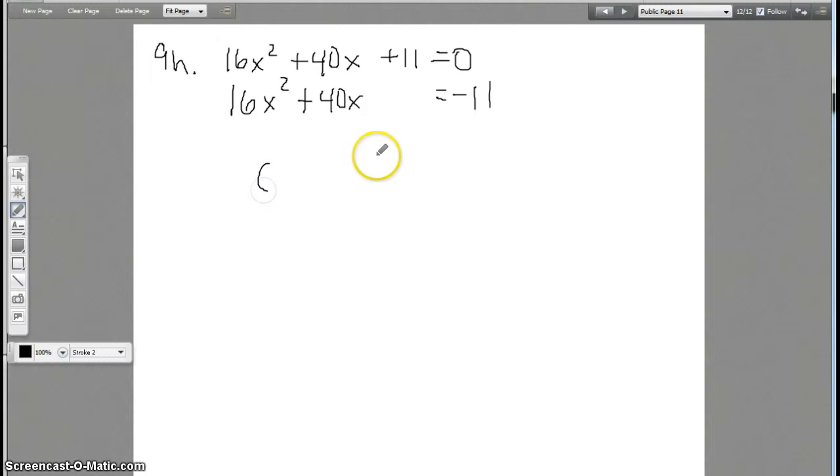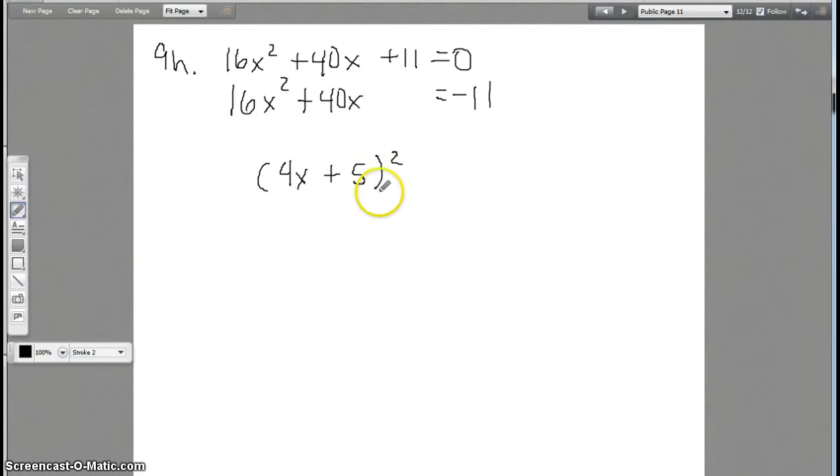Now I need to write my parentheses and write my square. I'm going to take the square root of the first term. The square root of 16x squared is 4x. Now I take my second term and divide it by 2. 40x divided by 2 is 20x. Now I divide it by the first term in the parentheses. 20x divided by 4x is going to be 5, and it's a positive 5 because this is positive.